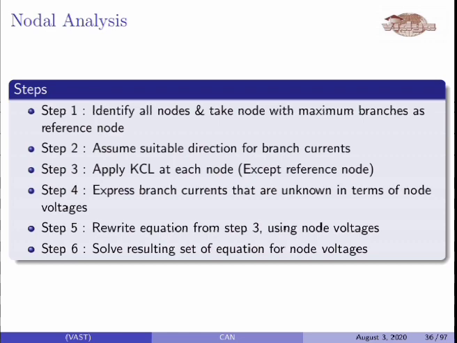So in the last step, you have to solve the resulting set of equations for node voltages. Thus, in the nodal analysis, we get the node voltages. From the node voltages, you can find the branch currents by using the equations in step 3. I will explain these steps in detail by using an example.